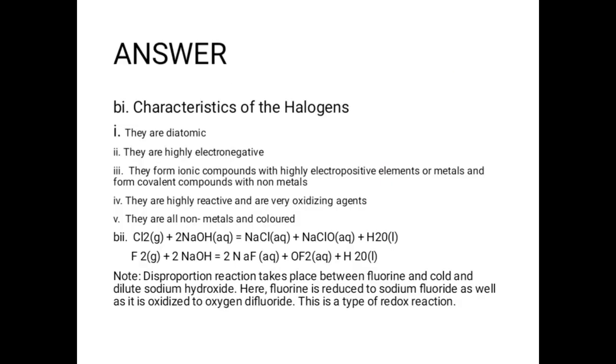Okay, let's look at the answer. Some of the characteristics of the halogens. Number 1, like we have said, they are diatomic. Number 2, they are highly electronegative. Number 3, they form ionic compounds with highly electropositive elements or metals, and they form covalent compounds with non-metals.